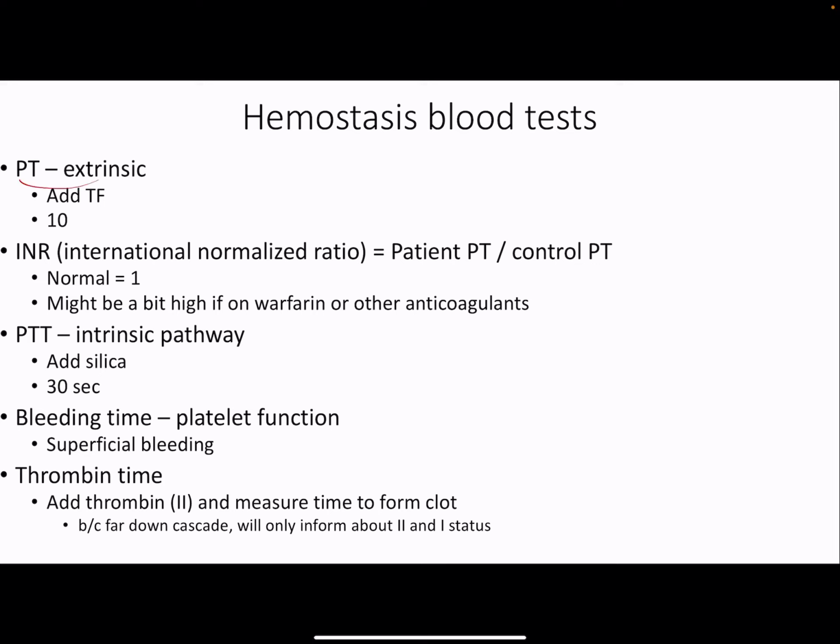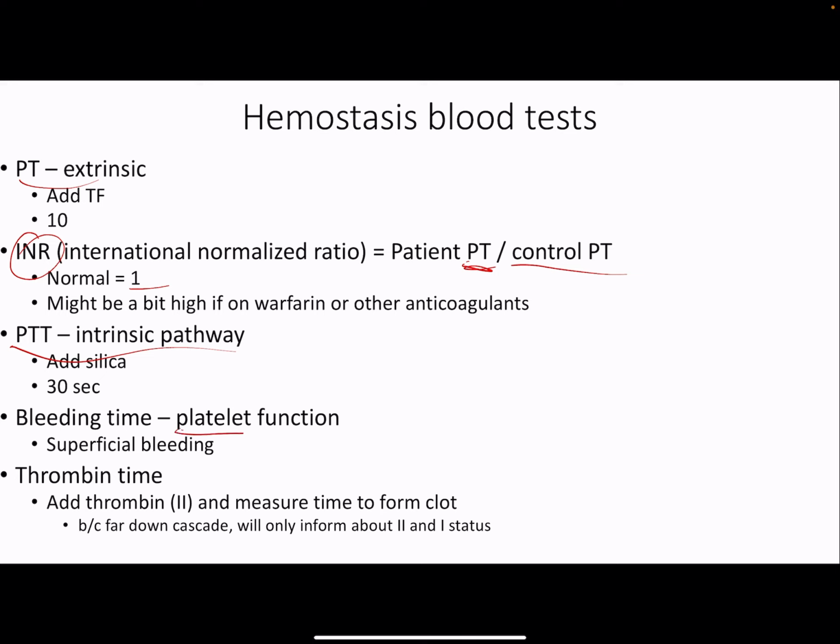So PT is sometimes reported as the INR, which is really just the patient's PT over the control PT. Obviously, normal should be 1. It might be a little bit higher, 2 or 3, if you're on warfarin. We talked about this; I'm not going to say it again.